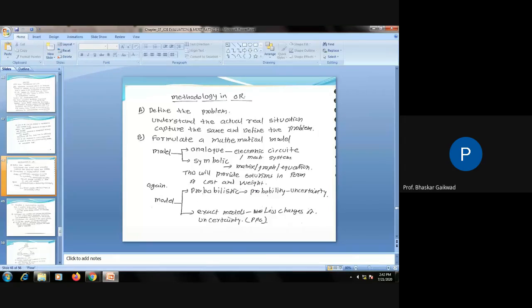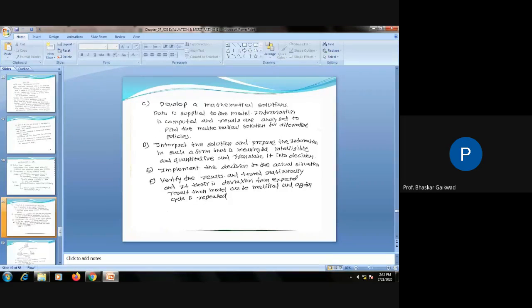Then next is the exact model, with less uncertainty. So here we can make exact models, or the probability model also. So this is point B of the methodology of OR. Now point C is there.